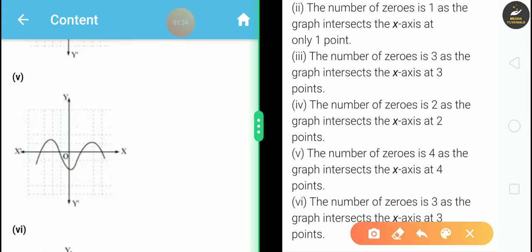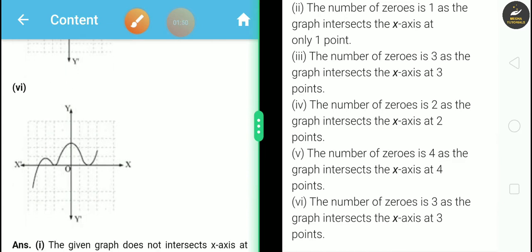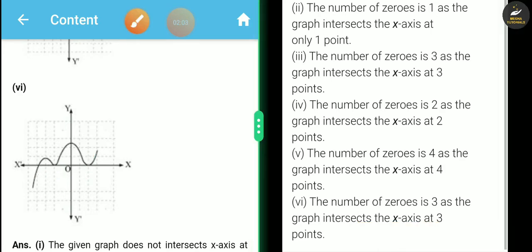Then question 5. Here we can see the graph is intersecting the x-axis at 1, 2, 3 and 4 points. Therefore we can write the number of zeros is 4 as the graph intersects the x-axis at 4 points. And sixth question. Here we can see the intersection points are 1, 2 and 3. Therefore we can write the number of zeros is 3 as the graph intersects the x-axis at 3 points. So we are completed with exercise 2.1.